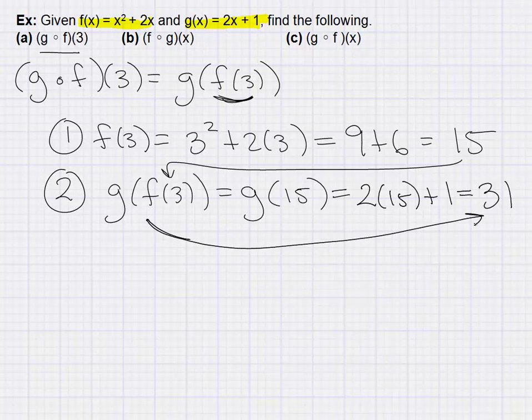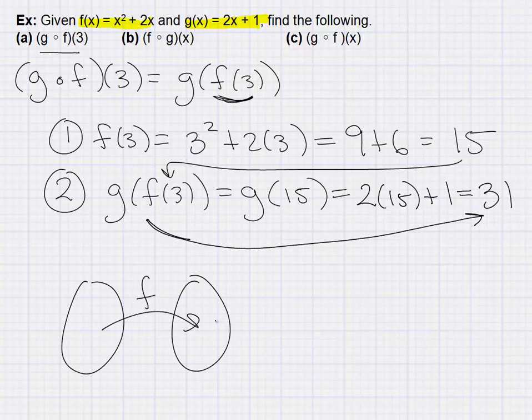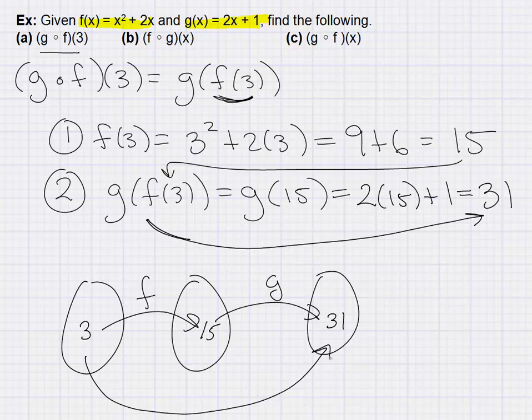And what's really happening here is this. I'm doing f first, then I'm doing g second. And what's happening is I plug 3 into f, I get 15, I plug 15 into g, I get 31. So if I want to jump from 3 to 31, g of f of 3 will jump me from 3 to 31. Alright, let's look at another one.